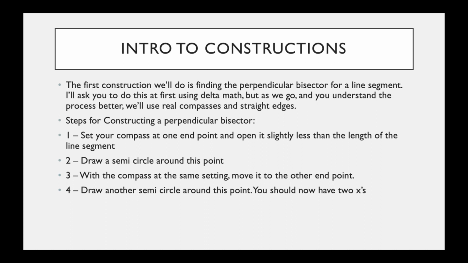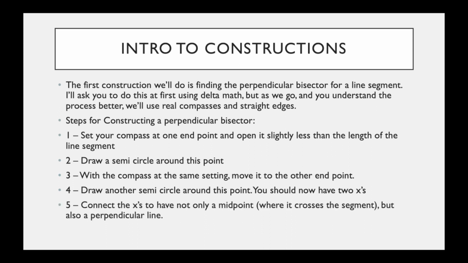At this point now, you should have two places where these circles are intersecting. These make little X's, like I like to call them. If you connect the X's, you'll not only have a midpoint to the line segment, but you'll also have a line perpendicular to the line segment. Remember, perpendicular means it intersects at 90 degrees. So let's take a look at how this is on Delta Math.